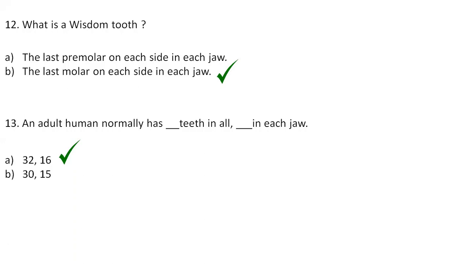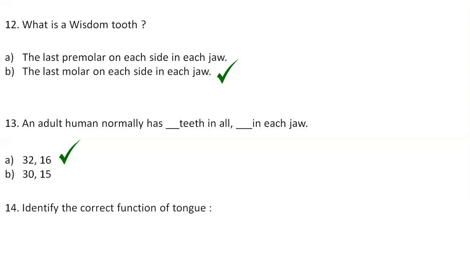As an adult human has normally 8 incisors, 4 canines, 8 premolars and 12 molars, making it in total 32. Let us move on to question number 14.